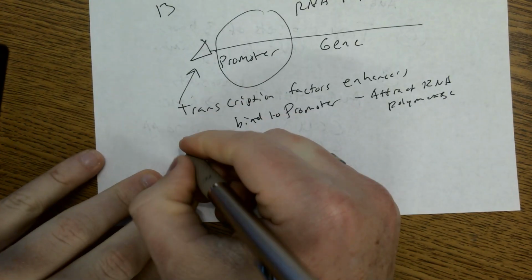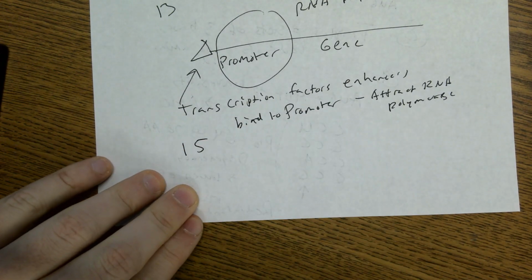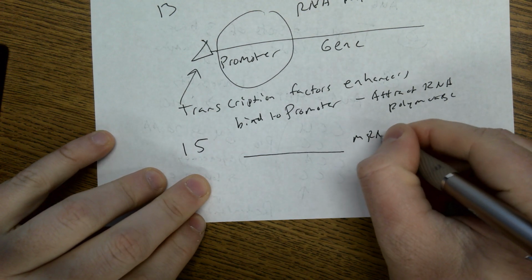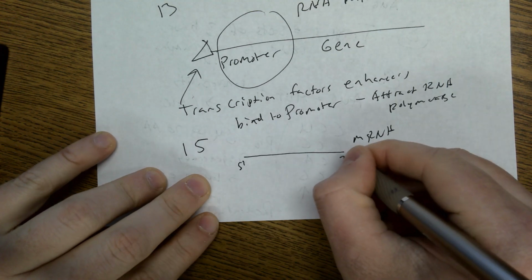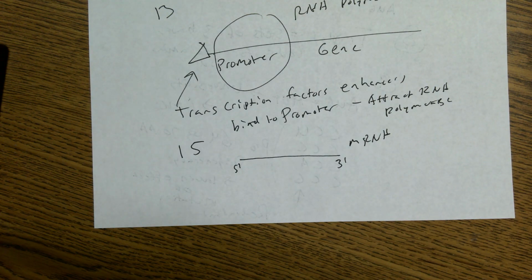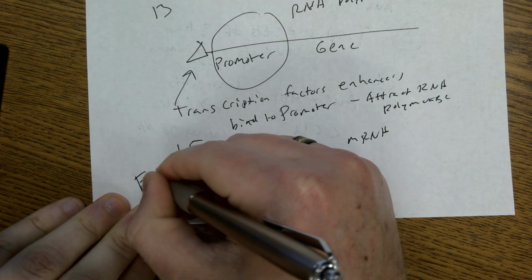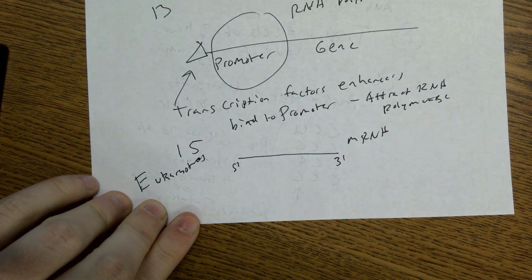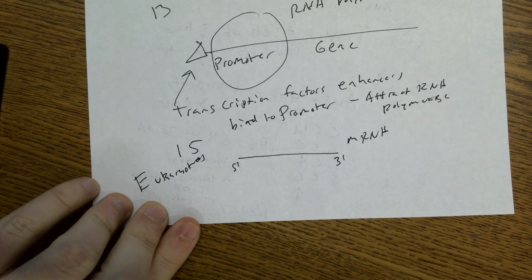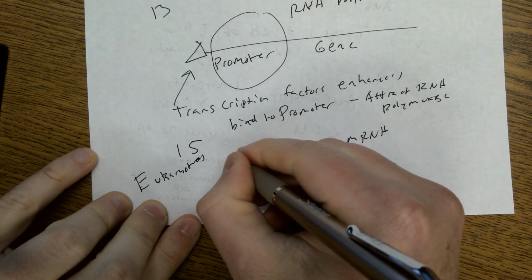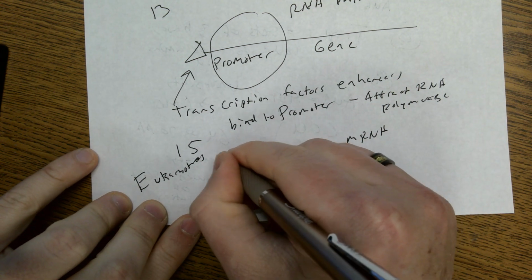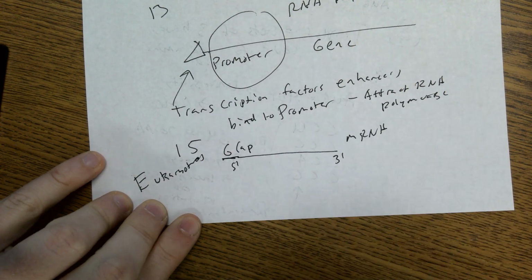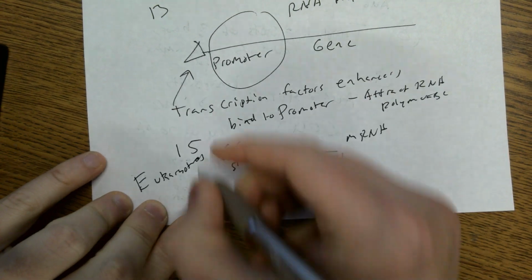Now, I'm going to jump to 15 and then come back to 14. Once we have our mRNA, which we built 5' to 3', we're not actually done in eukaryotes. So our cells with a nucleus, we're not actually done. We do some post-transcriptional modifications. Step 1, you add a modified guanine cap. So you add a guanine cap to the 5' end.